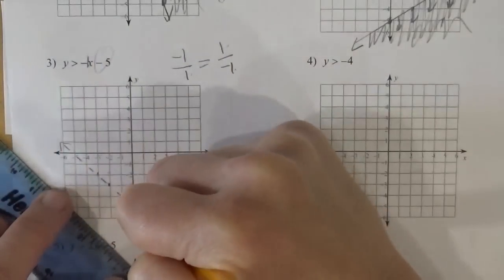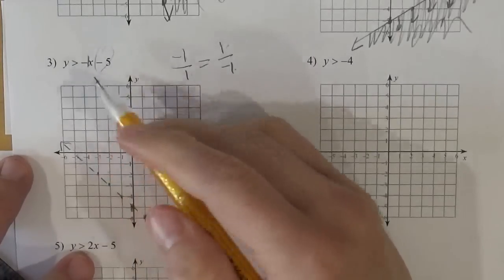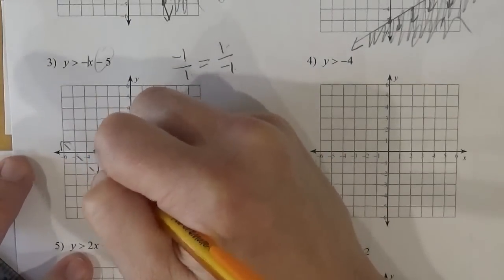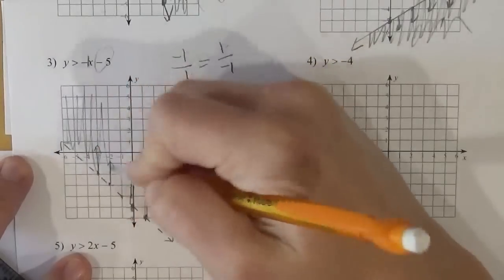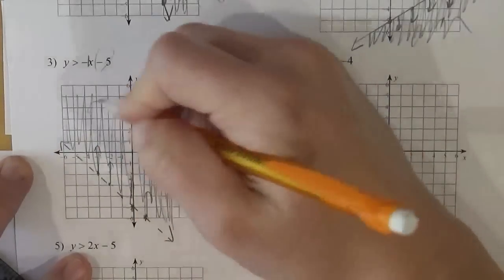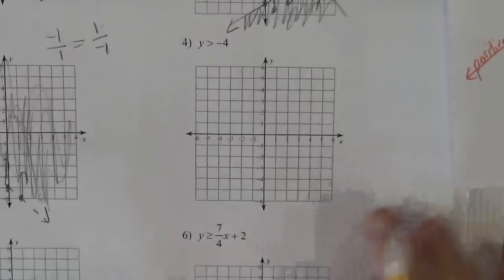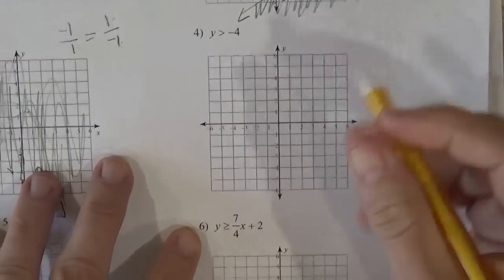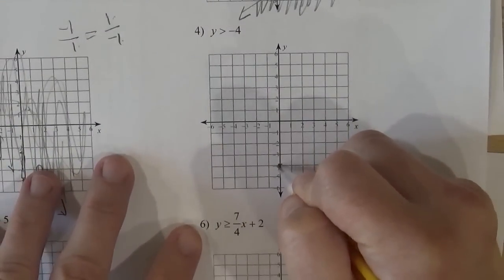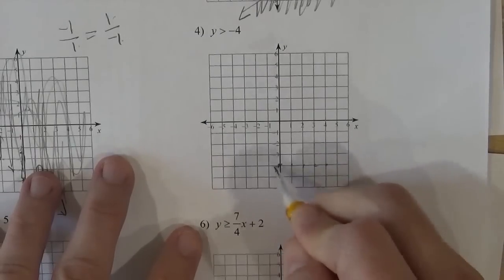Oh, fancy. And so got my dotted line and greater than this. So this y value greater than that, greater than that, greater than that, shading up here. Ta-da! All that stuff. All right. This one here, you want to graph the line y equals negative 4 first. So y certainly equals negative 4 down here, and here, and here, and here.